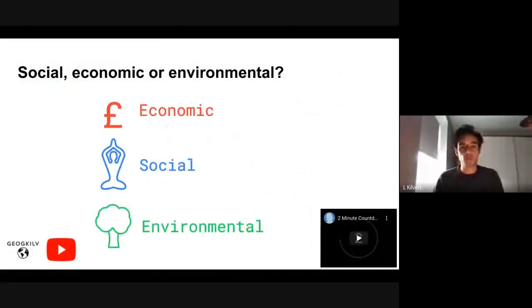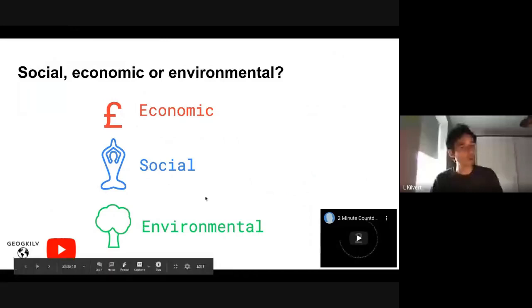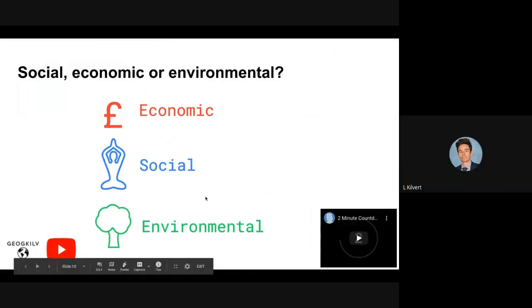Now, I've put some symbols up here. So I've got a little pound sign for economic. I've got a person doing yoga, which represents social, because remember, social impacts are all about people. And I've got this nice little tree here for the environmental impact. I've got a 2-minute countdown timer down here in the bottom right-hand side.